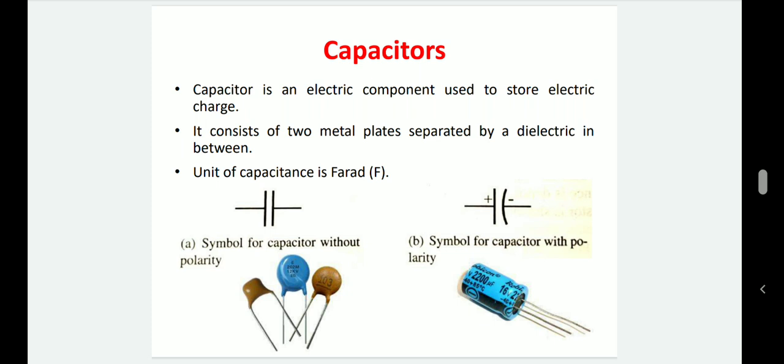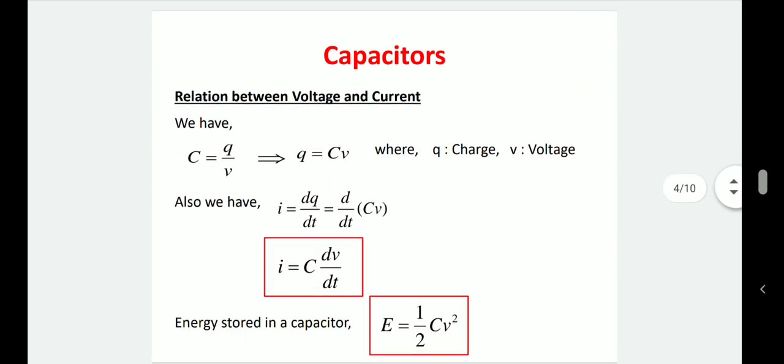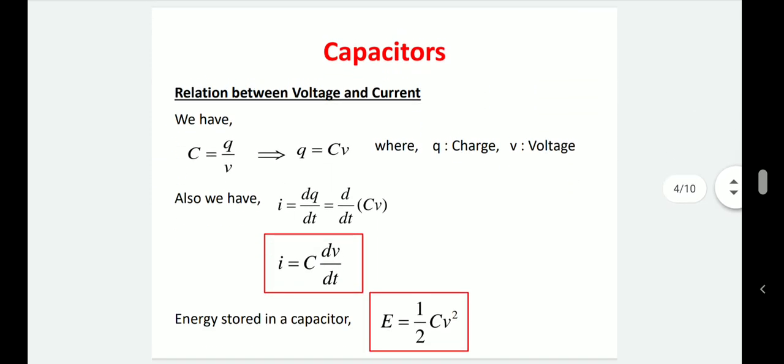So anyway, electrolytic capacitors have polarity. Then we need to study how the voltage and current in a capacitor are related. Relation between the voltage and current in a capacitor.